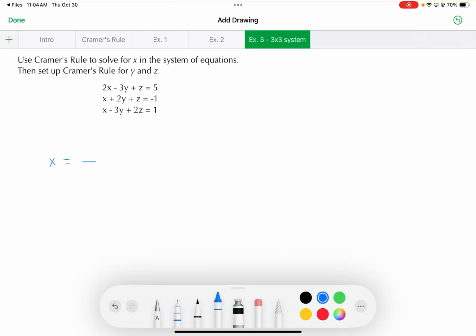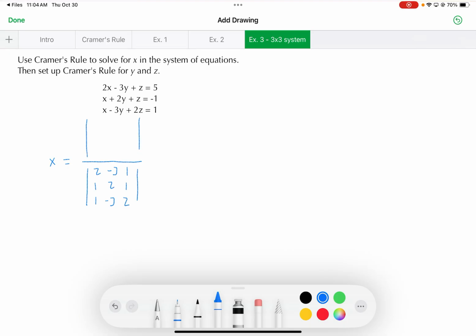Okay, so if I want x, I'm going to have a third order determinant in the denominator. 2, 1, 1 would be column 1, the coefficients of x. Negative 3, 2, negative 3, second column, coefficients of y. 1, 1, 2, third column, coefficients of z. Make sure you copy the numbers down correctly. Sometimes students don't copy the negative sign, right? And that's going to throw everything off.